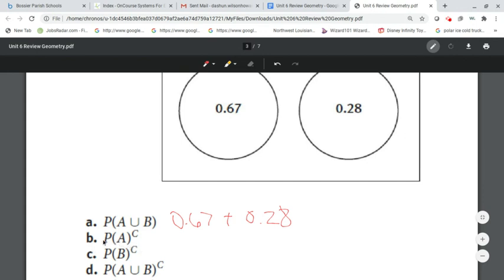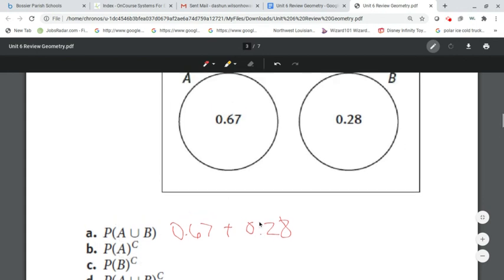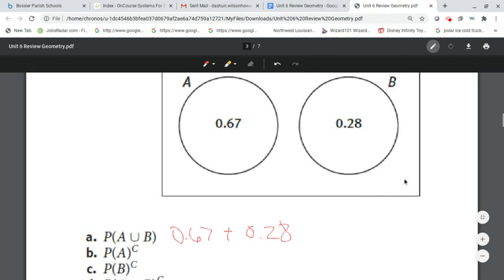Okay, not A. All right, so not A will be B, but we also need to figure out the neither. And to figure out the neither, you can do 1 minus the union, which is 0.95 if you add those two together. So the neither is 0.05. So not A will be B plus the neither. So this will be 0.28 plus 0.05.